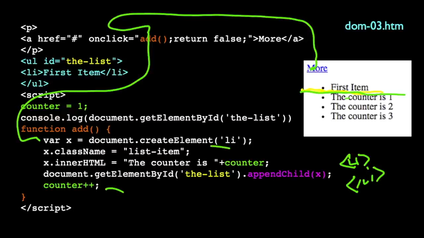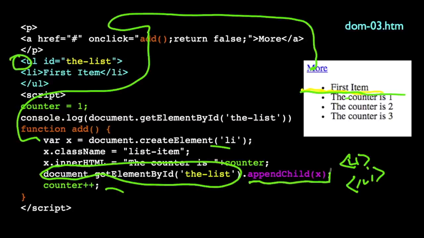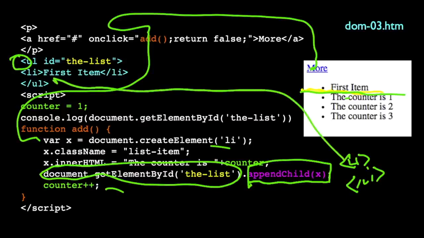But then what I'm going to do is grab document get element by ID the list, which is going to grab me this tag. And then I'm going to append a new child tag, which means I'm going to insert this little li tag that I just made right at the end of that, right before the end of that UL tag. And so when that code runs, the little counter equals 1 line shows up. And then I can click it again, and counter equals 2 shows up. And there's nothing going on with the server at this point in time. I am simply changing what the browser sees by changing the document object model in JavaScript.